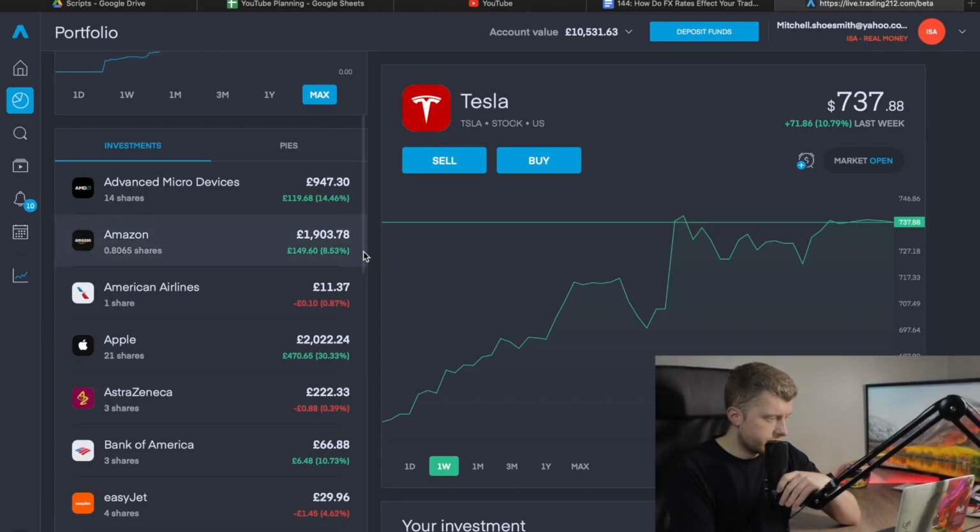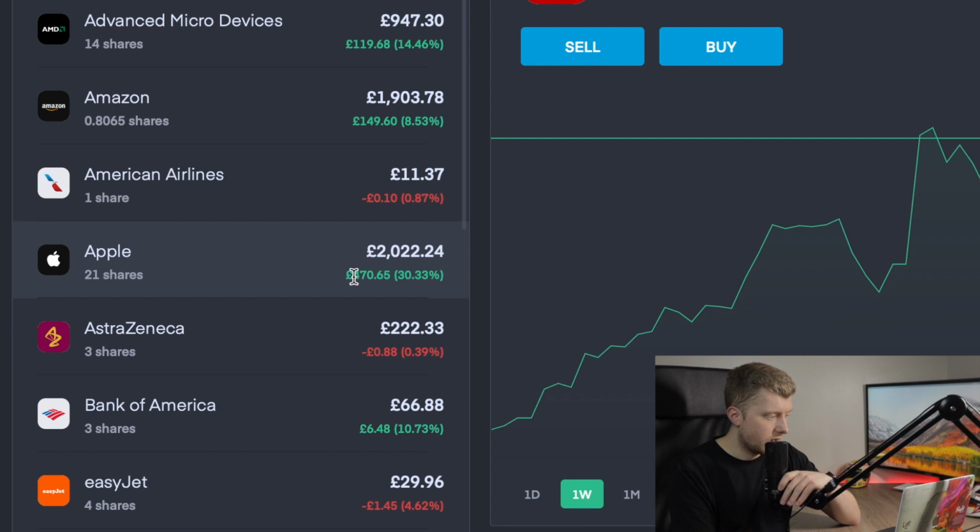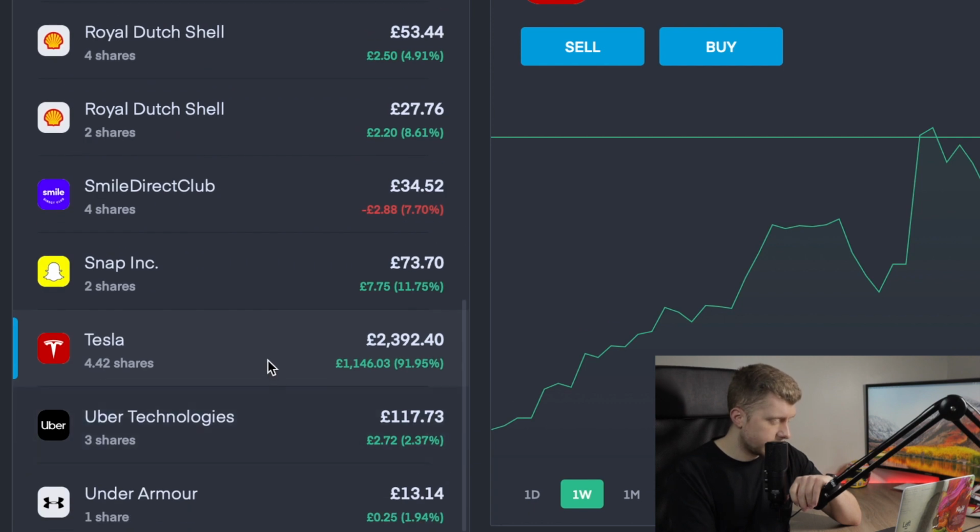Now you may think Apple, Amazon and Tesla have performed greatly this past year, and you would certainly be right in saying so. Because as you guys can see from looking at my investment portfolio, we've got Apple, which is up 30.3%, we've got Amazon up 8.5%, and then finally if I scroll down, we've got Tesla who are up 91.95%. But unfortunately those returns aren't exactly painting the full picture, because when I convert my Great British Pounds to United States dollars, I can either win or lose depending on the overall strength or the weakness of the Great British Pound versus that of the United States dollar.